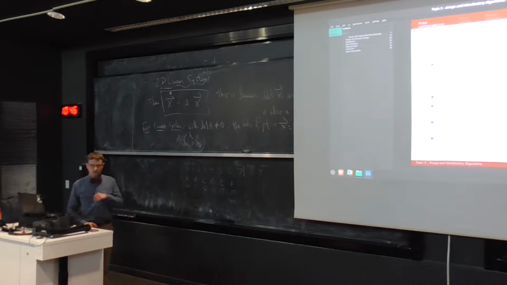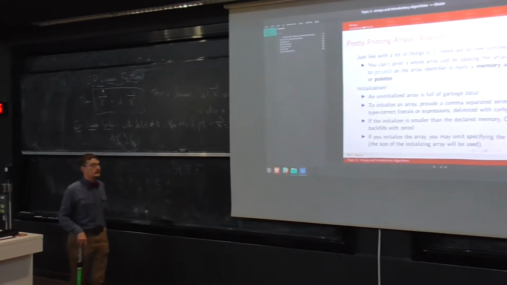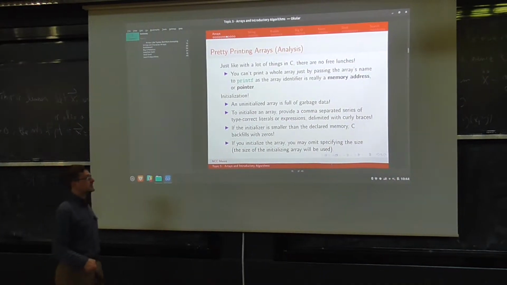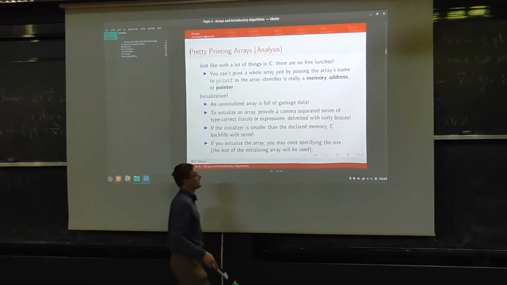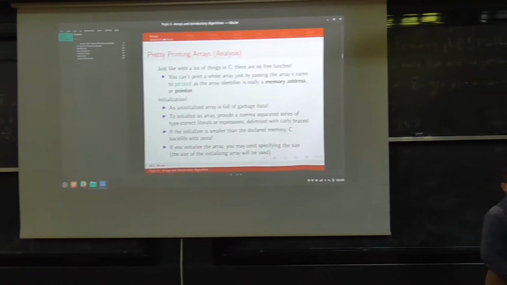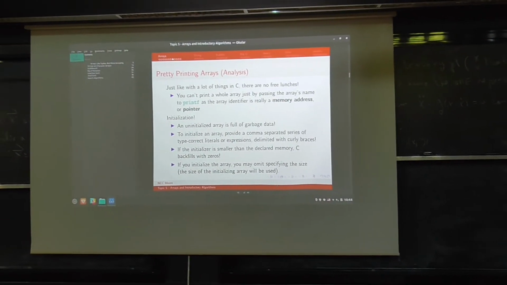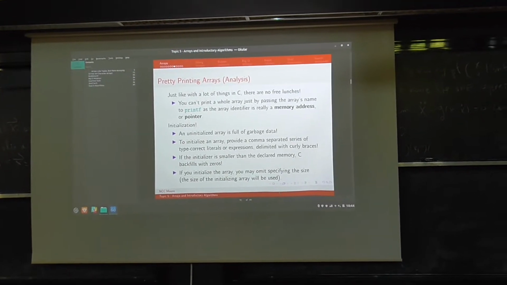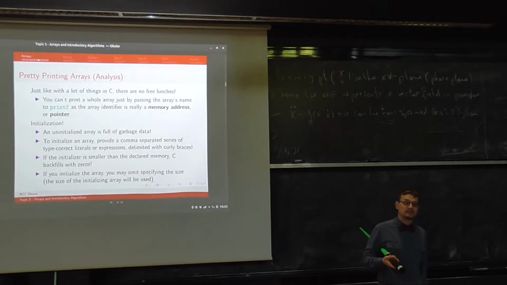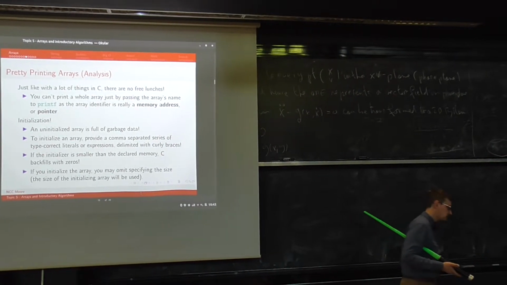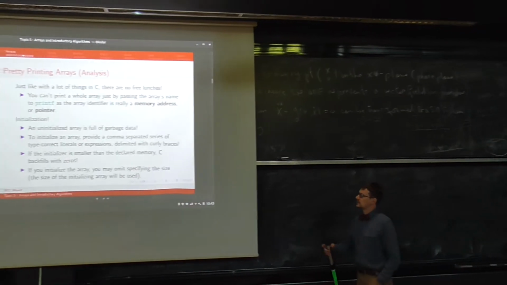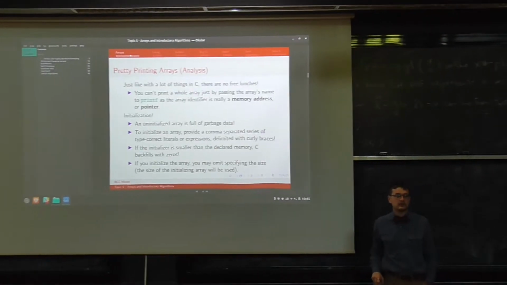So, just like a lot of things in C, there are no free lunches. You can't print a whole array just by passing the array's name to printf, as the array identifier is really a memory address, or a pointer. So C doesn't recognize the difference between a pointer and an integer. If you ask it to view it as an integer, it will do so. If you ask to view it as a pointer, it will do so. It doesn't care. It will just do as you ask without thinking about it too hard.